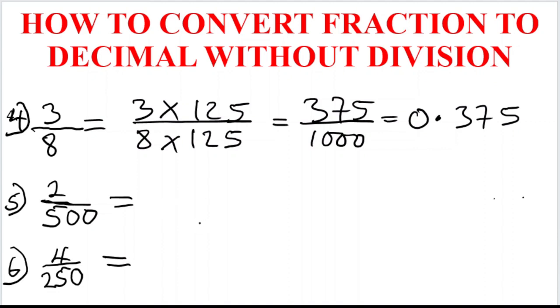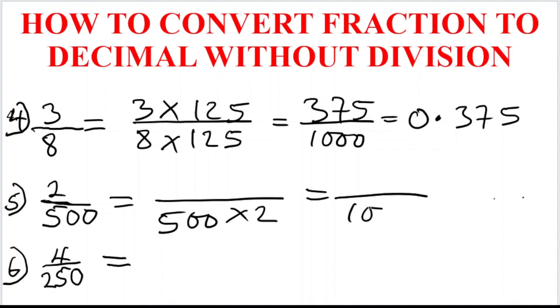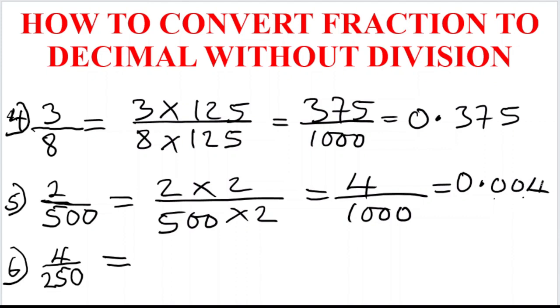So I have the next one. I said 2 divided by 500. If I multiply 500 by 2, I'll get 1,000. Then I'll multiply 2 also by the numerator. I'll now get 4. So this converted, I will now have something like 0.004. I will not write 0.4. I want to place 4 to be on thousand place value. The first place value here is 10, here is 100, and here is 1000.